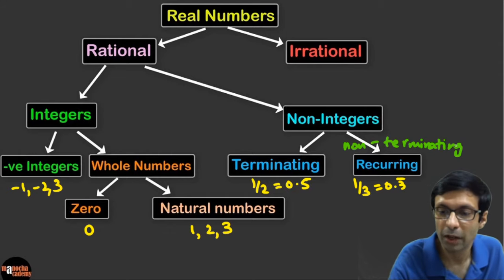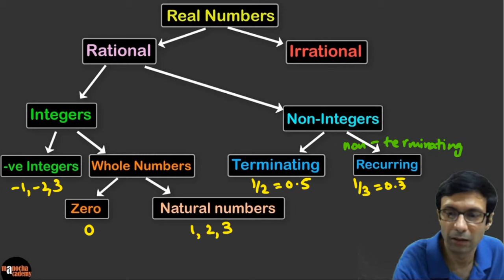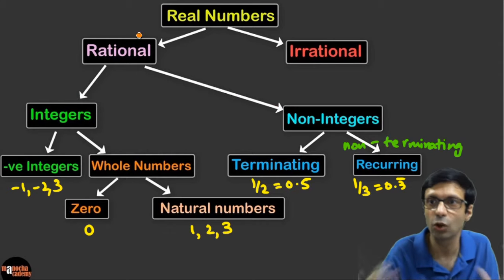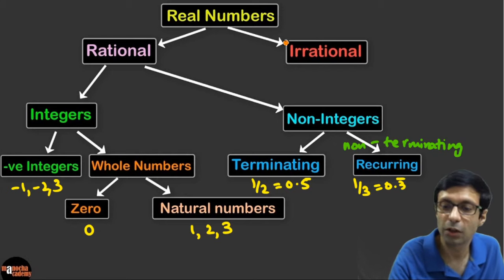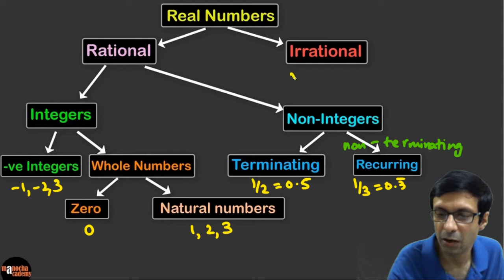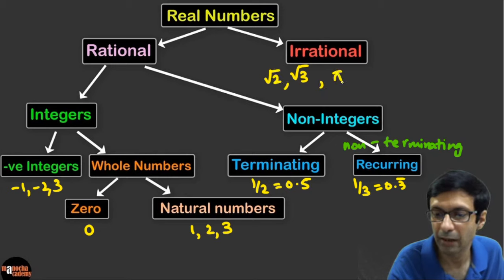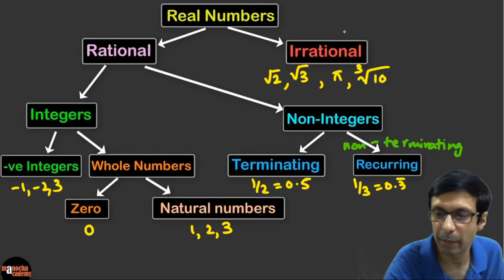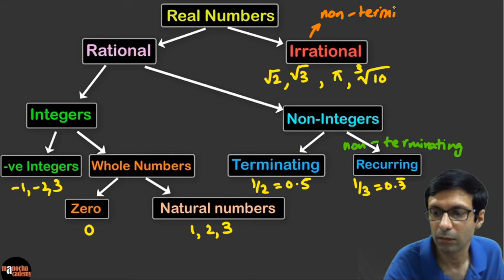And now if we go back to the real numbers, all the integers and non-integers together are known as rational numbers, right? And those numbers which are not rational are irrational. And we saw the examples. For example, you have root 2, square root of 3, square root of 2. You have numbers like pi, right? Cube root of 10, as we saw. So these are all irrational numbers. And the important thing to remember is that the irrational numbers are basically non-terminating and they are non-recurring.